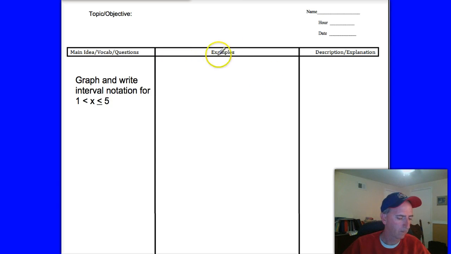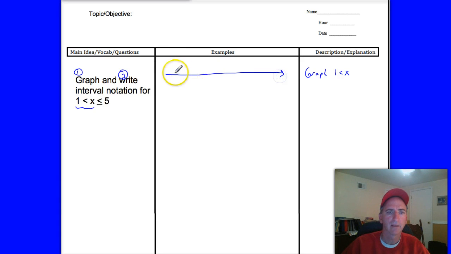Okay, once that's down, let me talk you through it over here on the right hand side. The first thing that you would want to do here, since we learned that this is an and inequality, is graph 1 is less than x. Let's do that, because it asks you to do two things. It asks you to graph, and then it asks you to write interval notation. So you've got this number line. Your boundaries are 1 and 5.